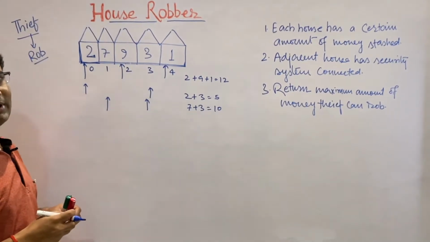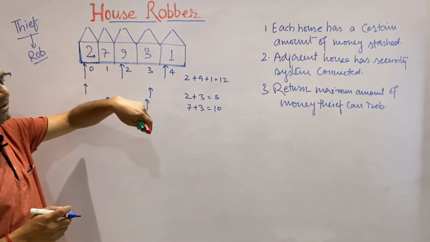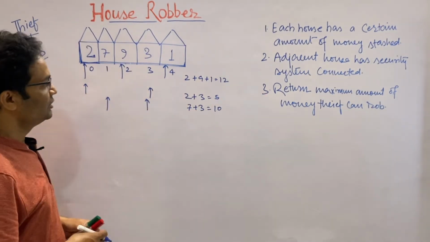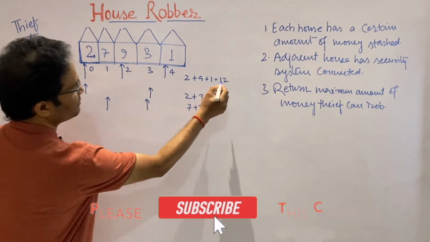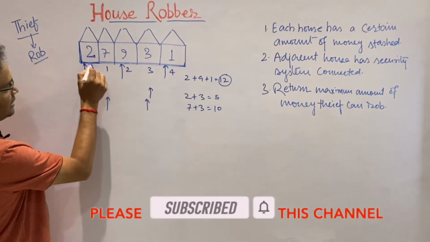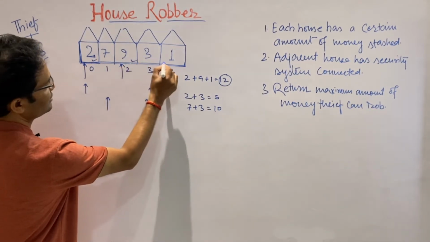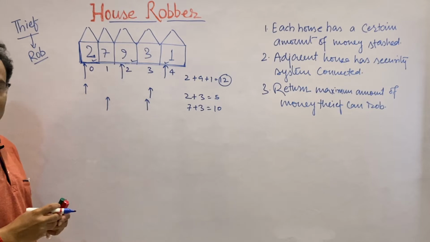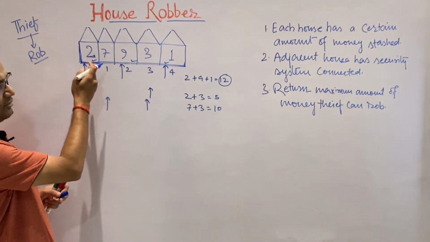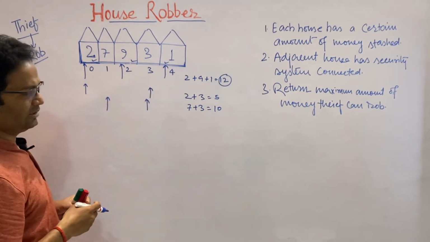So you have to find out which houses the thief can enter so that the return is the maximum, right? In this case, 12 is the maximum. They can start from the 0 house, meaning this house, then this house, and then this house. But it is not necessary that they always have to start from the first house, right? That might be possible, and there are also alternatives. That is not the question.